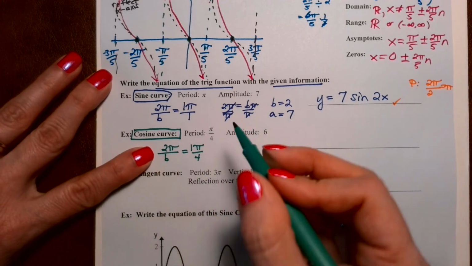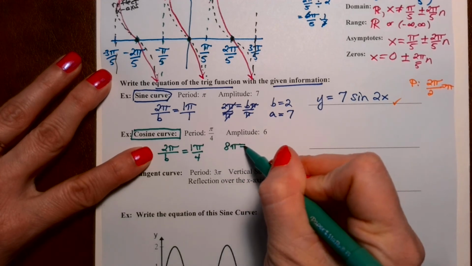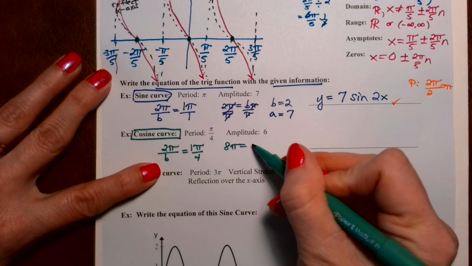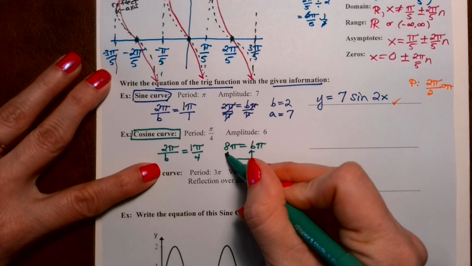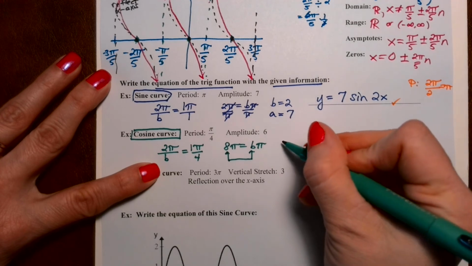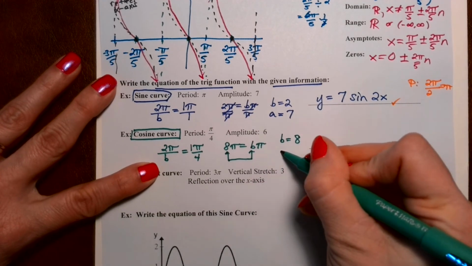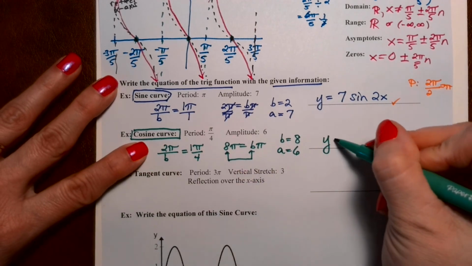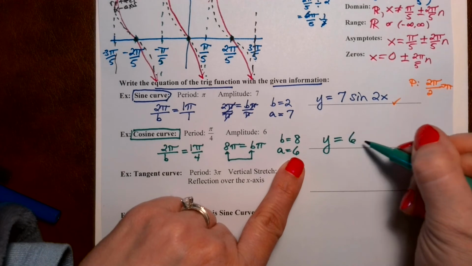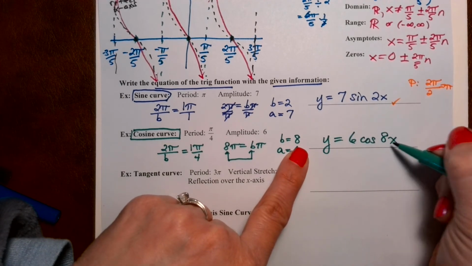If we cross this way, we're getting 8 pi equals, cross this way, b pi. Don't you believe me now that the b should be an 8? Okay, so we know that the b needs to be an 8, and the amplitude, the a value, needs to be a 6. Okay, let's write a cosine curve. Y equals 6 times the cosine of 8x.